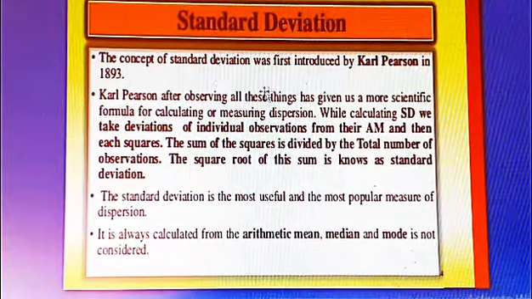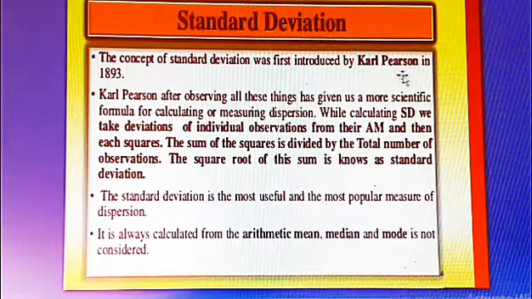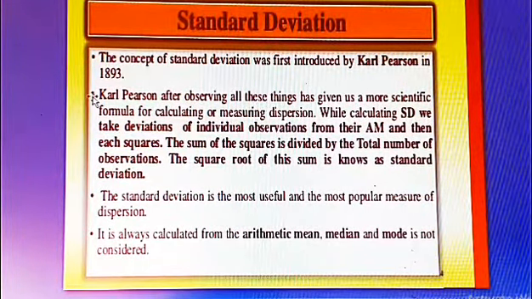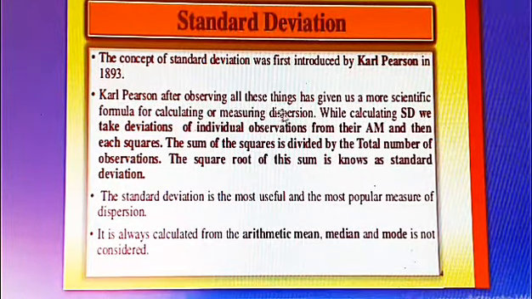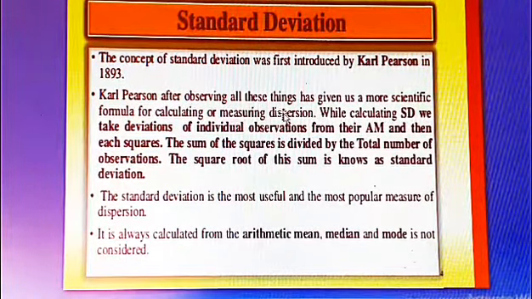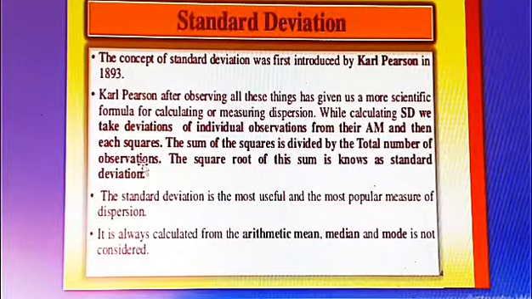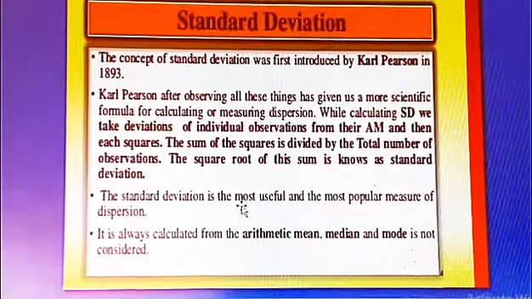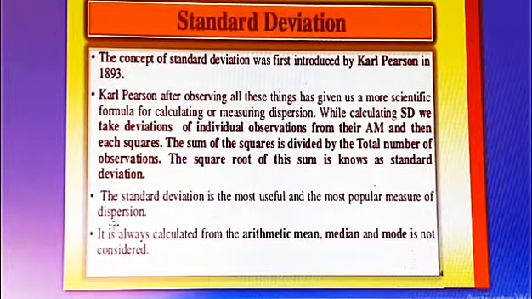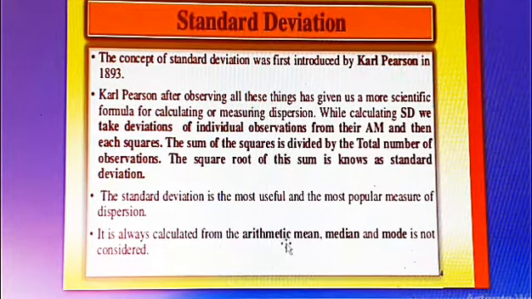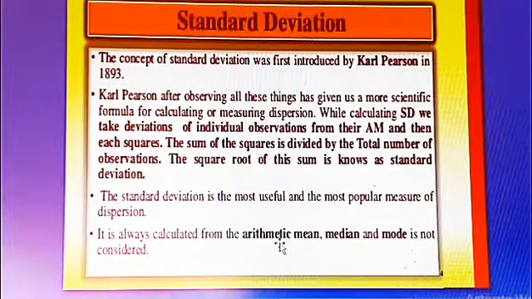The concept of standard deviation was first introduced by Karl Pearson in the year 1893. After observing all things, he gave a scientific formula for standard deviation. Standard deviation is the most useful and most popular measure of dispersion. It is calculated from the arithmetic mean; median and mode are not considered. In the previous videos we discussed arithmetic mean, median, and mode, right?